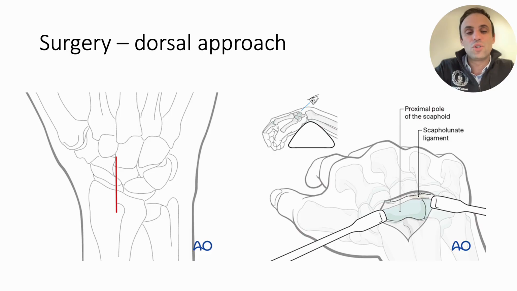I go through skin, fat, identify the third compartment, which is EPL, open it and move it out of the way, and then do a transverse incision through the capsule, which would take me to the scaphoid-lunate ligament and also the scaphoid and also the lunate.